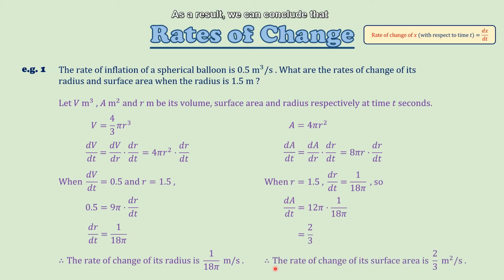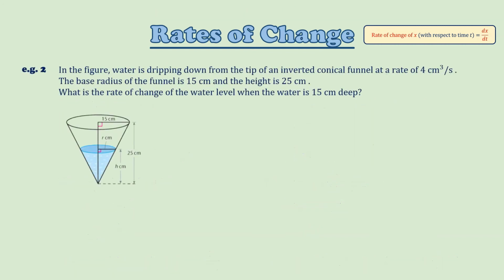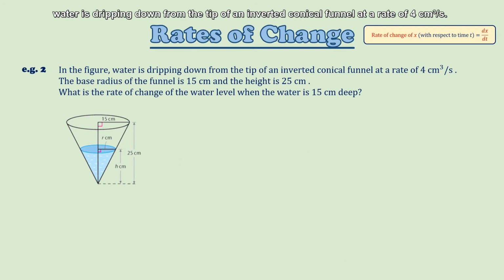As a result, we can conclude that the rate of change of its surface area is 2 over 3 and the unit is meter squared per second. Finally, let's take a look at this example. In the figure, water is dripping down from the tip of an inverted conical funnel at the rate of 4 cm³ per second. The base radius of the funnel is 15 cm and the height is 25 cm. What is the rate of change of the water level when the water is 15 cm deep?